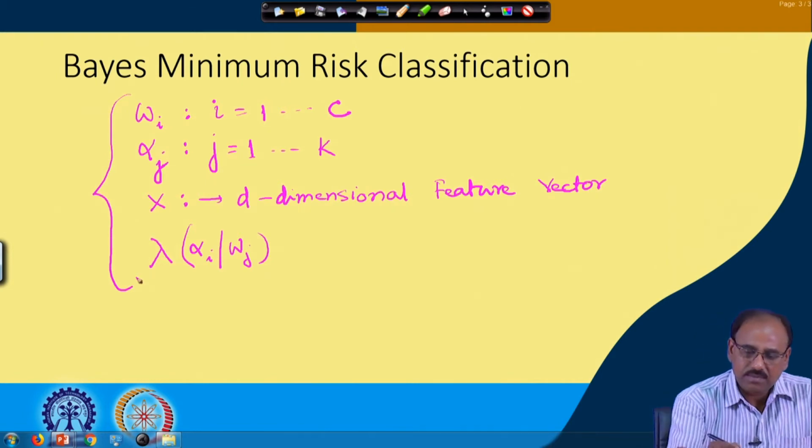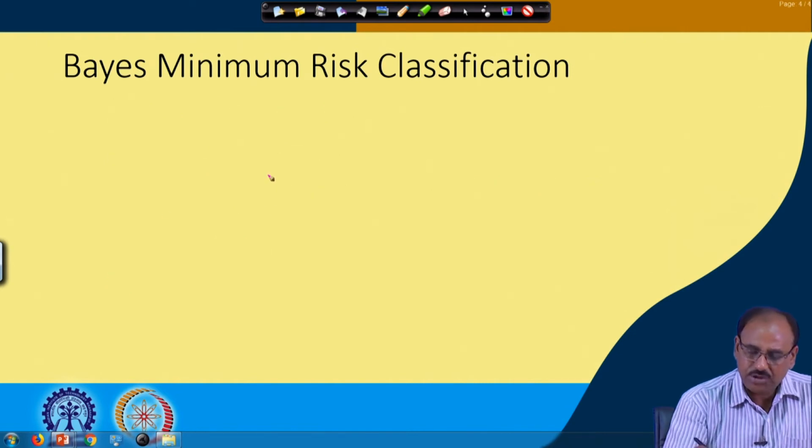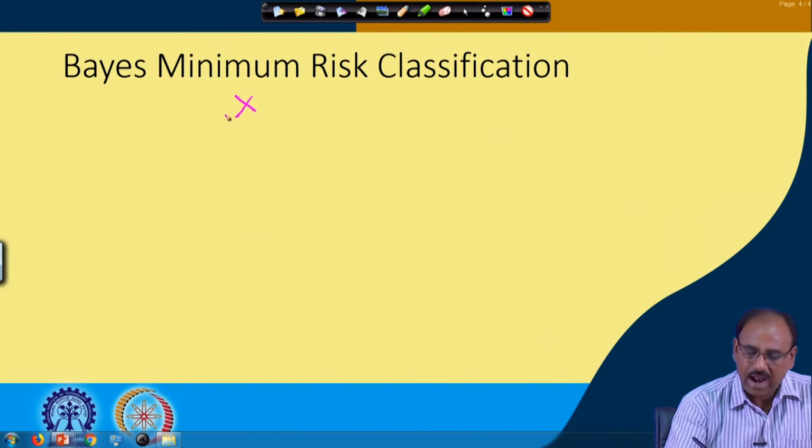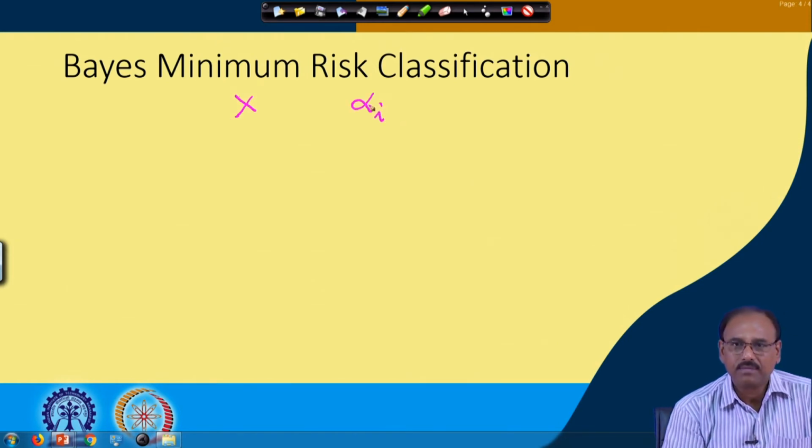So it is like this. Again I assume that I have a given feature vector x, and on this x I take an action alpha i.